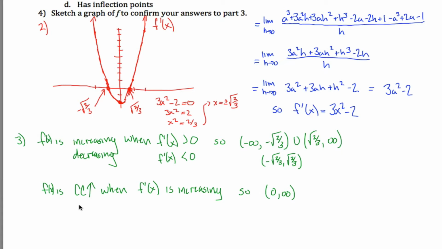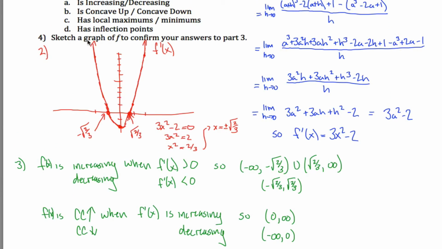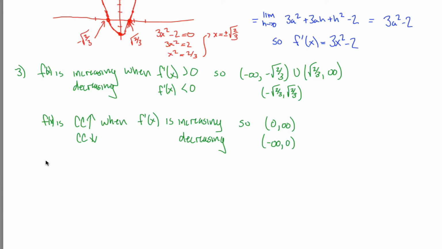And similarly, f of x is concave down when f prime of x is decreasing. So that's going to happen everywhere from negative infinity to 0. When does f have a local maximum or a local minimum? Local, well, that didn't work out well.